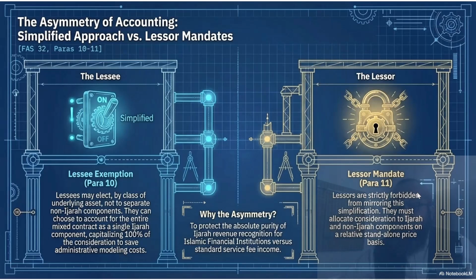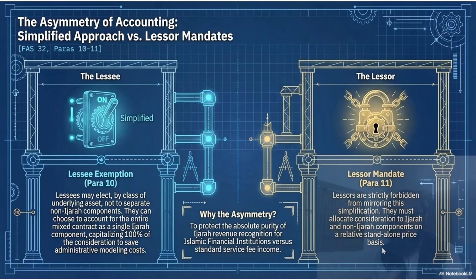But on the lessor part, it's not allowed to club the two and record the two as a sort of lease income, right? So for the lessor, it says that the lessors are strictly forbidden from mirroring this simplification. They must allocate consideration to Ijarah and non-Ijarah components on a relative standalone price basis. Why is this so? Because a physical asset can be rented out, and a rent can be charged on it. But if the seller is also providing some service, then the seller cannot charge rent on the service. So that's why the service has to be definitely separated from the Ijara part for the lessor.